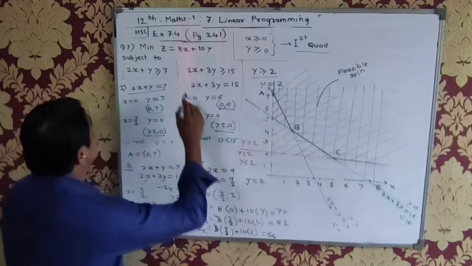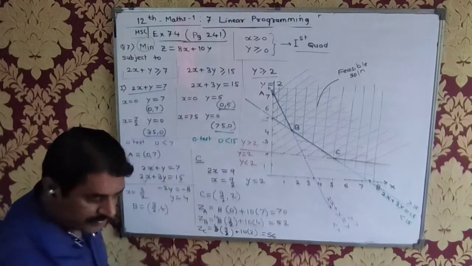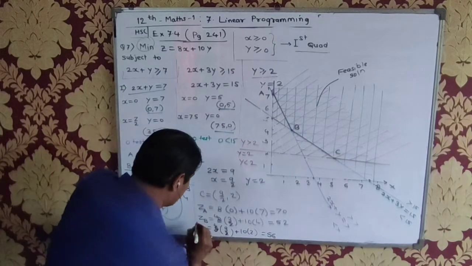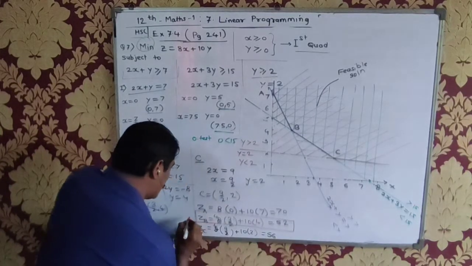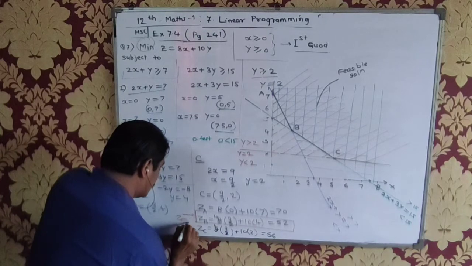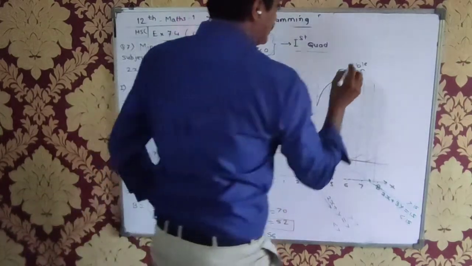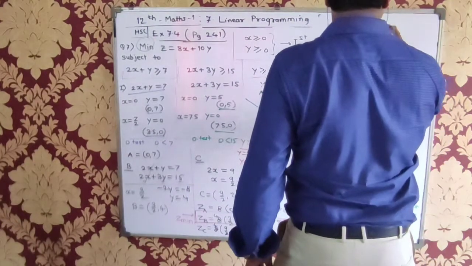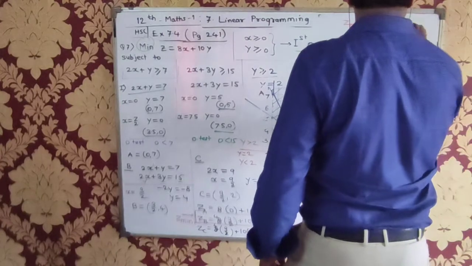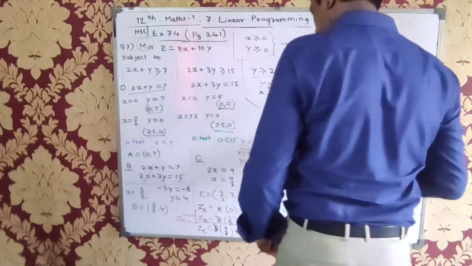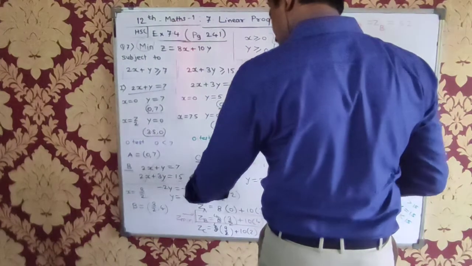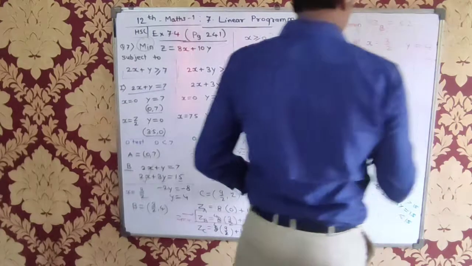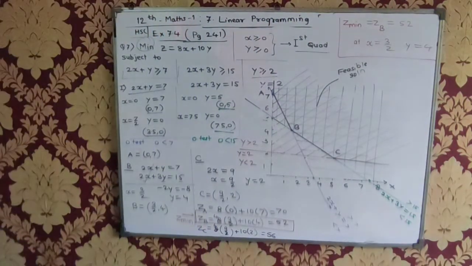मुझे इसमें से मिनिमम वैल्यू चाहिए. So what would be the answer? Which is the minimum of these? The minimum of these is z at B. This is the minimum. ये होगा z minimum. So final answer क्या लिखेंगे हम? z minimum is equal to z at B, which is equal to 52, with x is equal to 3 by 2 and y is equal to 4. This is our final answer. Please check whether this is clear to you all.